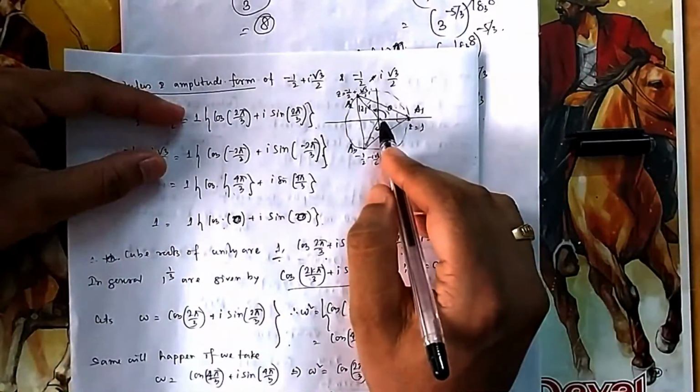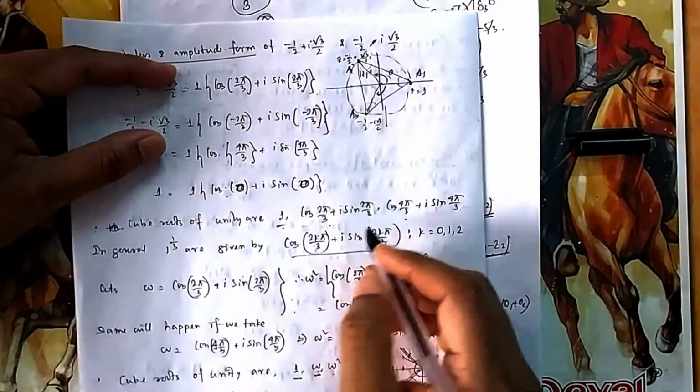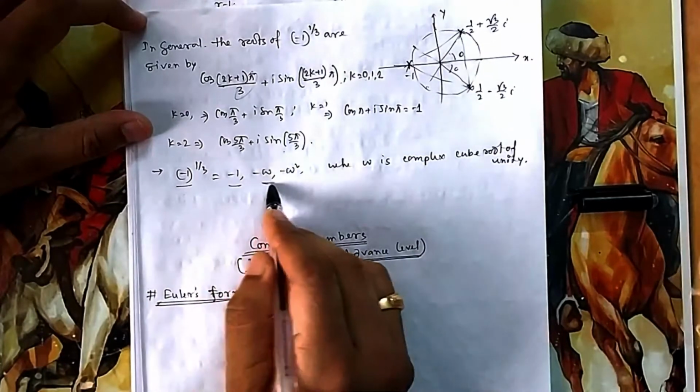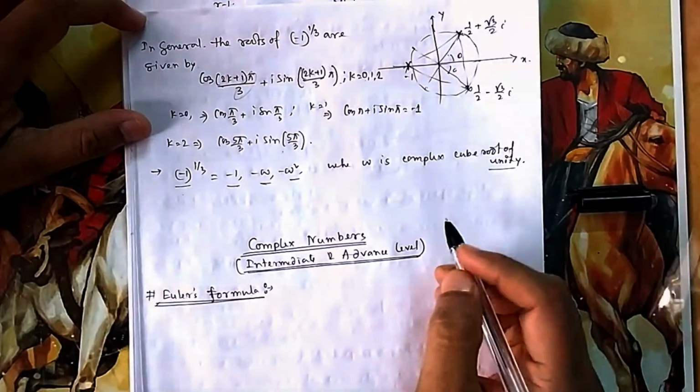And here it was 0, 60 into 2, 60 into 4. So that's why it was 2k, an even number. So that's why the cube root of minus 1 is minus 1, minus omega, minus omega square, where omega is the complex root of unity. That you remember.